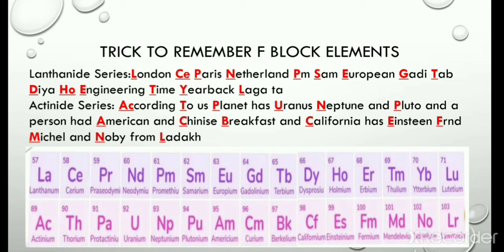Here from According, A stands for actinium, and from To, T stands for thorium, and from Planet, P stands for protactinium, and from Uranus, U stands for uranium, and from Neptune, N stands for neptunium, and from Pluto, P stands for plutonium, and from American, A stands for americium, and from China, C stands for curium, and from Breakfast, B stands for berkelium, and from California, C stands for californium, and from Einstein, E stands for einsteinium, and from Friend, F stands for fermium, and from Michael, M stands for mendelevium, and from Nobi, N stands for nobelium, and from Ladakh, L stands for lawrencium.